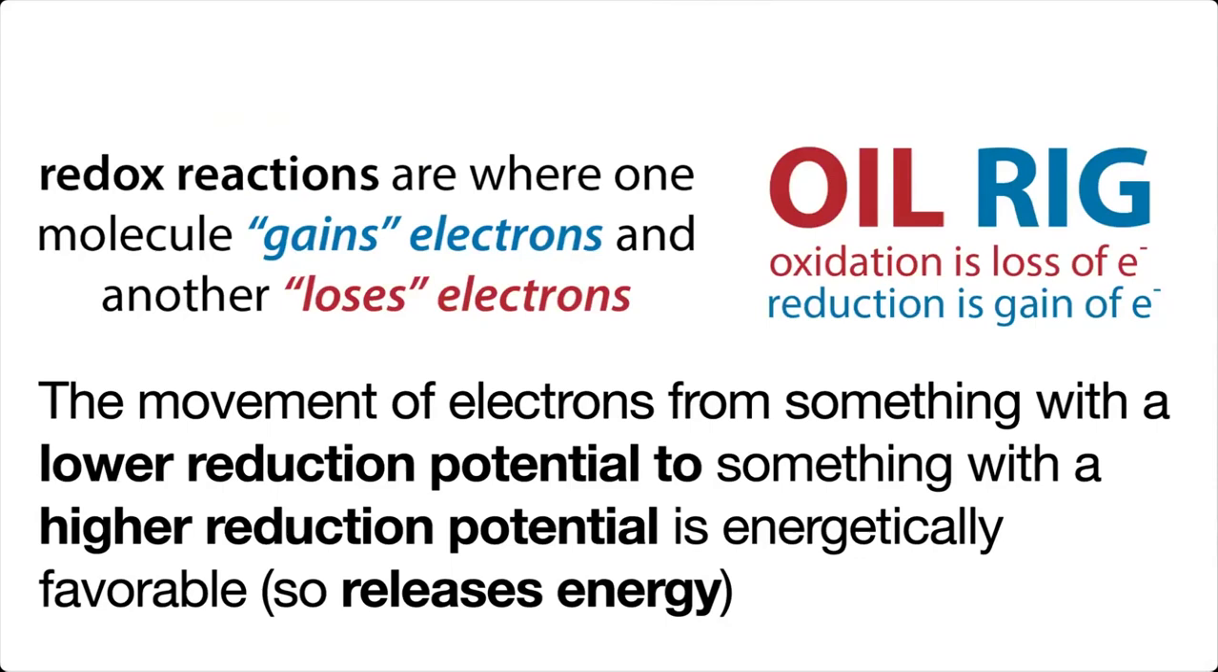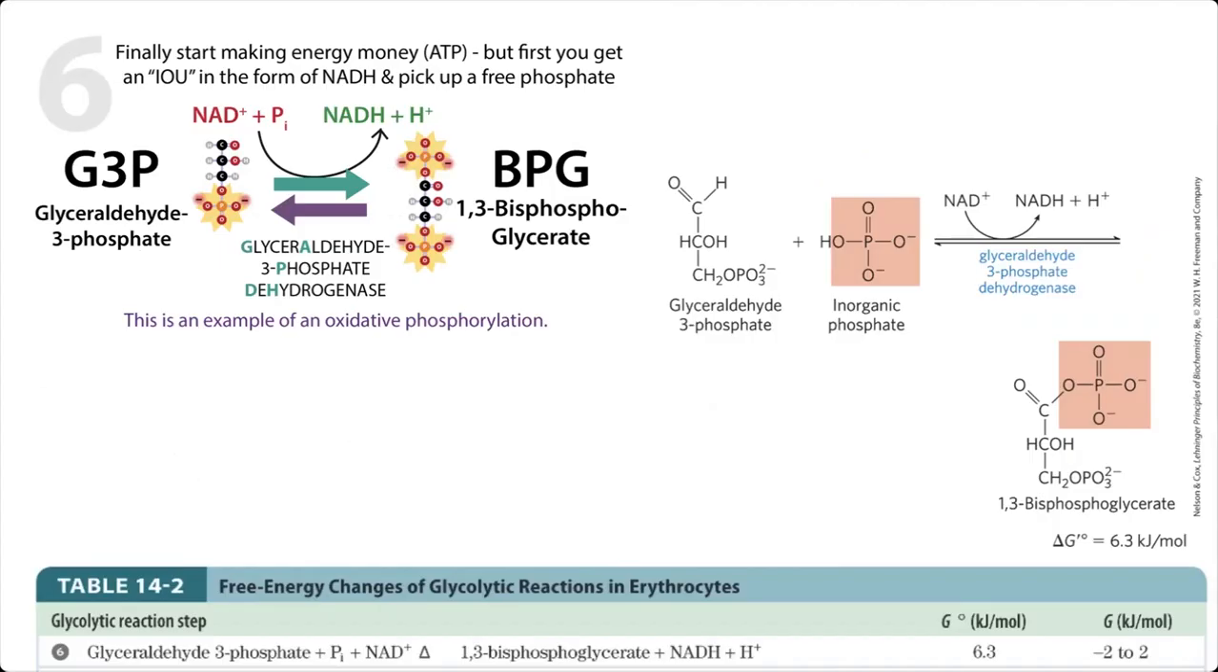It's coming from those passings of electrons. Remember that passing electrons from something with a lower reduction potential to something with a higher reduction potential is energetically favorable, so it releases energy. NAD+ has a higher reduction potential than our glyceraldehyde 3-phosphate, and therefore it's energetically favorable to pass electrons to it. The energy from that can be used to phosphorylate this glyceraldehyde 3-phosphate.